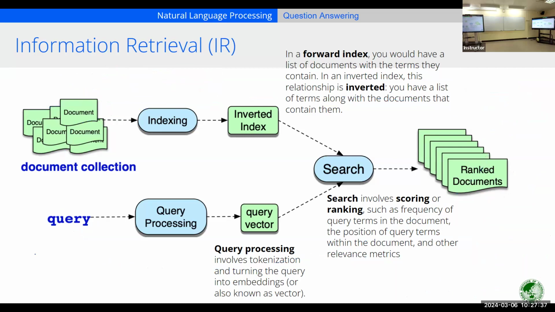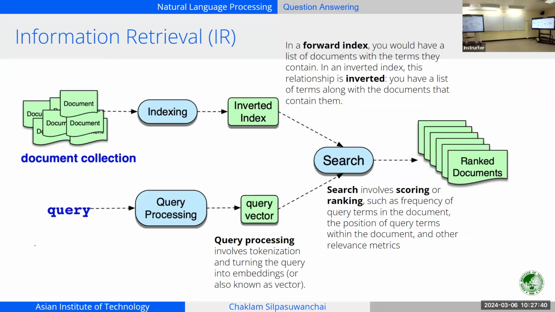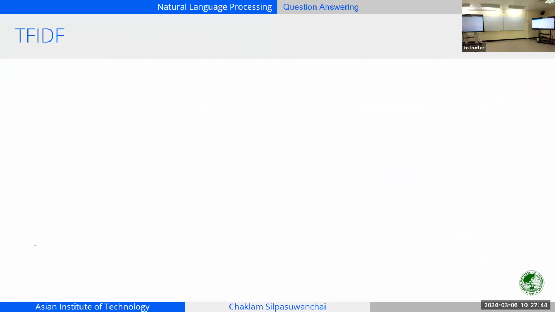By the way, today no break. I will teach until 10 o'clock and then we go home, because I have a meeting to catch at 10 o'clock.